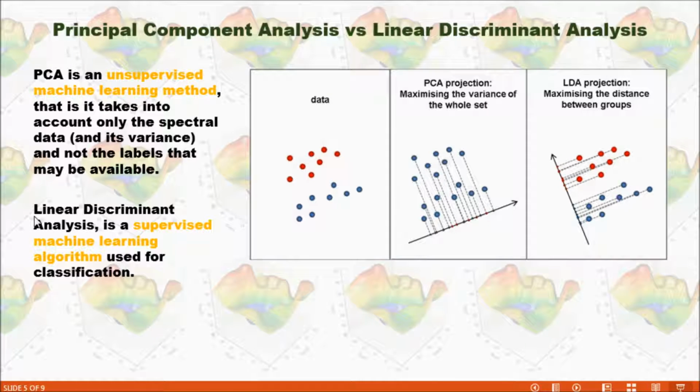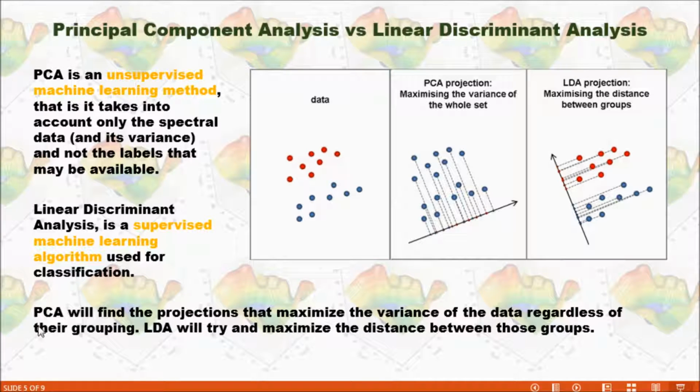When we use linear discriminant analysis, we know the grouping. So in this case, we know this group is red and this group is blue. We are trying to separate all those different groups. So linear discriminant analysis is a supervised machine learning algorithm used for classification.